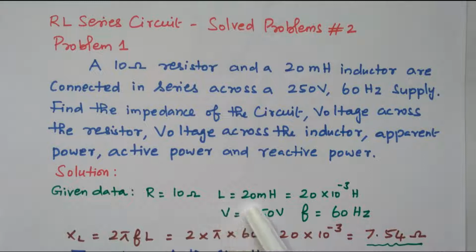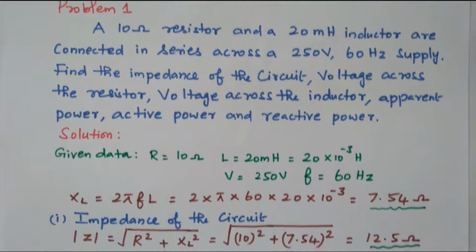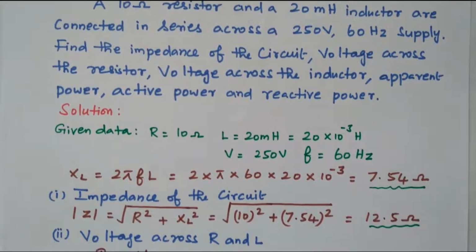Inductor L equal to 20 millihenry, that is 20 into 10 to the power minus 3 Henry. The voltage is 250 volts, the frequency is 60 Hz. First we will find the inductive reactance, then we will go to the other parameters.